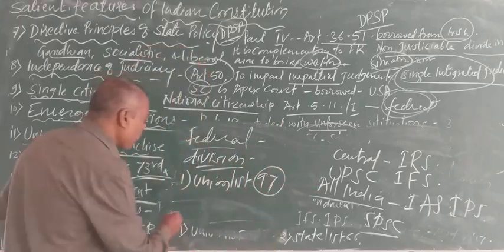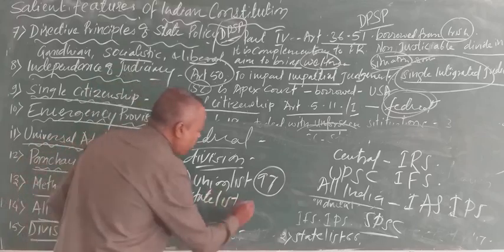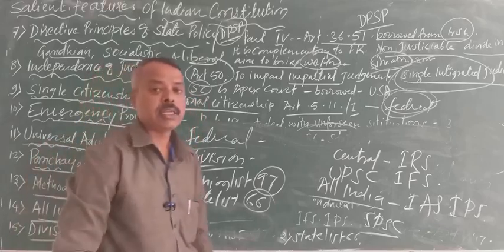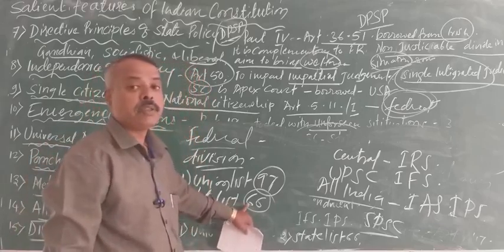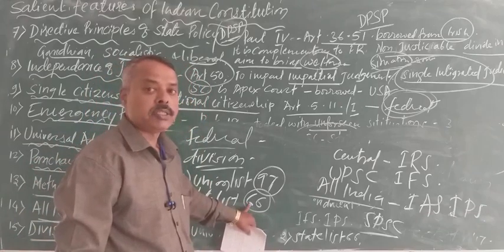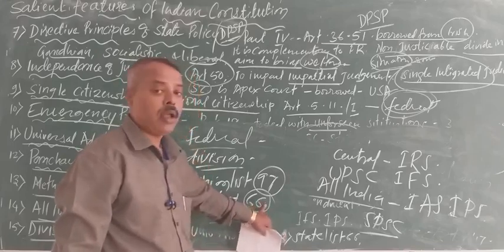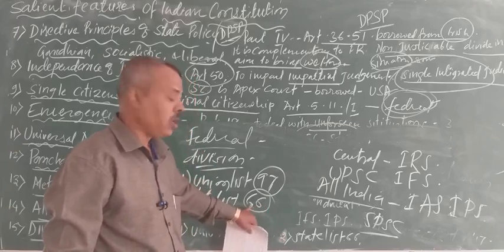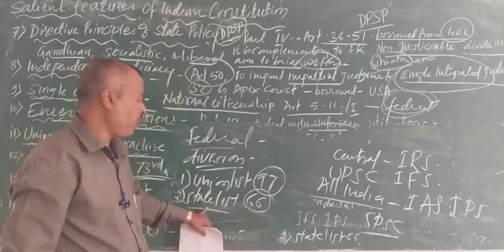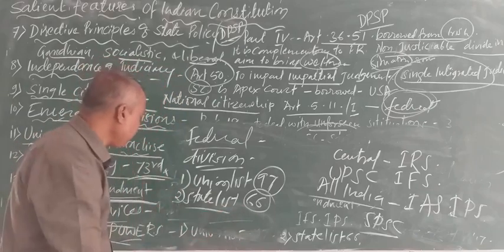Secondly, there is the State List. The State List contains 66 subjects, meaning on these 66 subjects only the state government can take decisions. For example, police, education, laws, and many others such as PWD works, road development, bridges, etc. All this comes under the state government, and the state government has the power to take decisions or make laws.